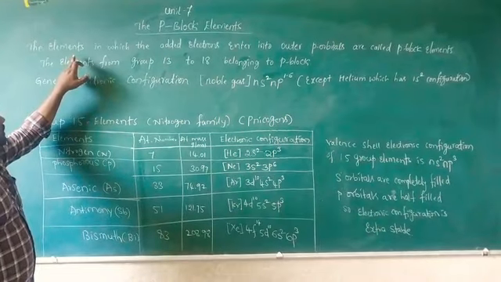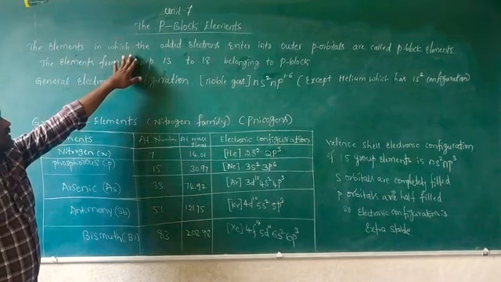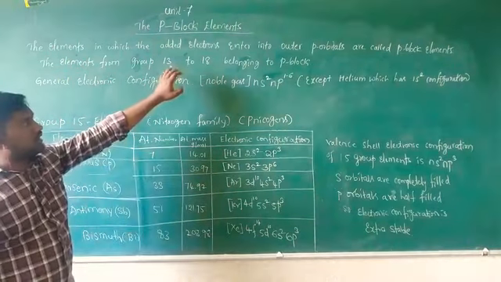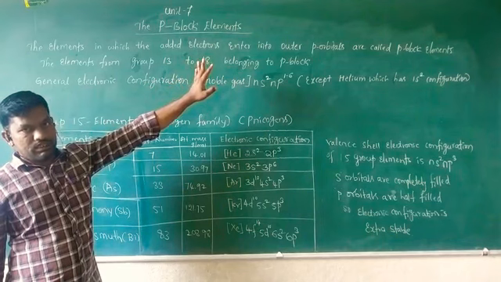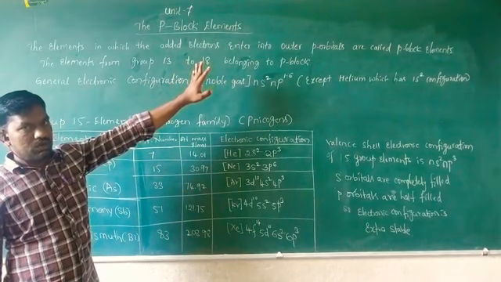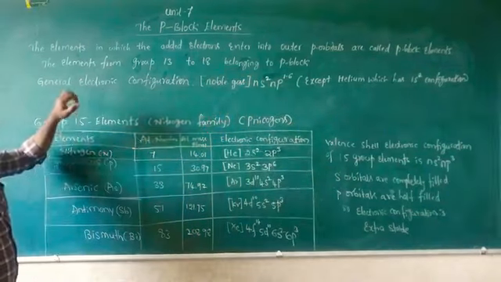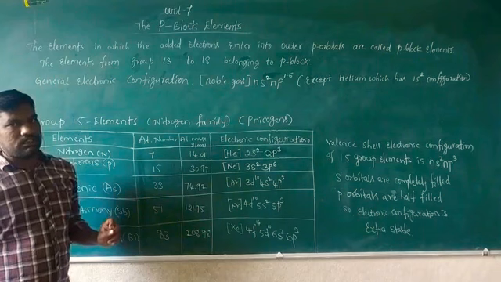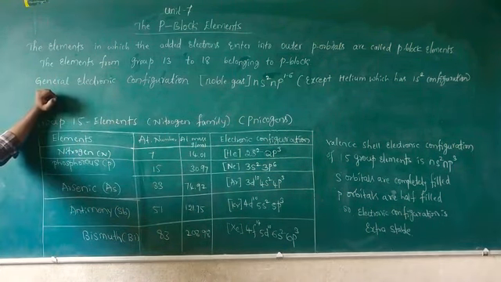P block elements are the elements in which the added electrons enter into outer p orbitals. The elements from group 13 to group 18 in the periodic table belong to the p block.